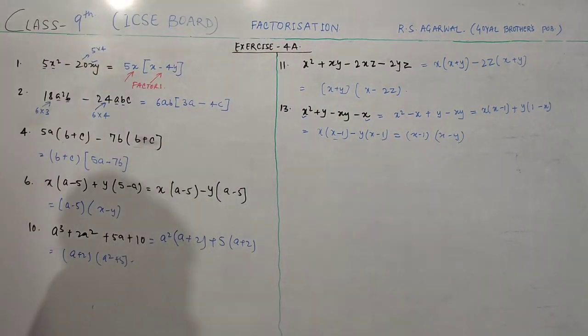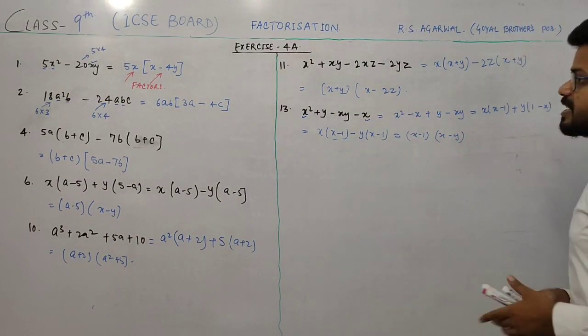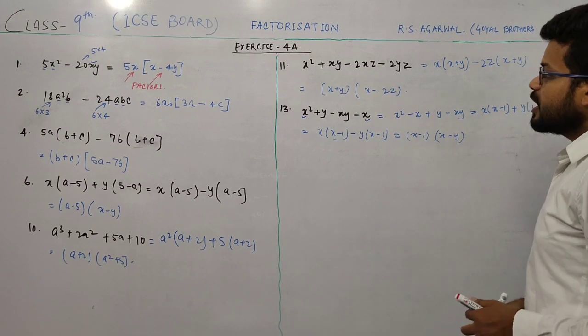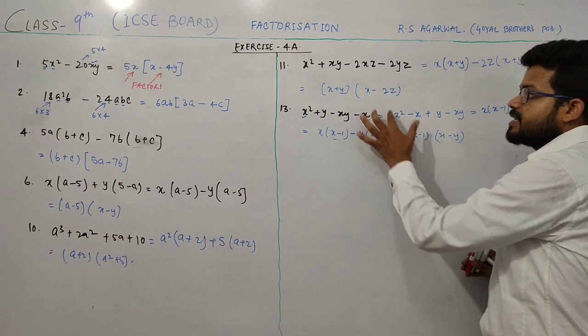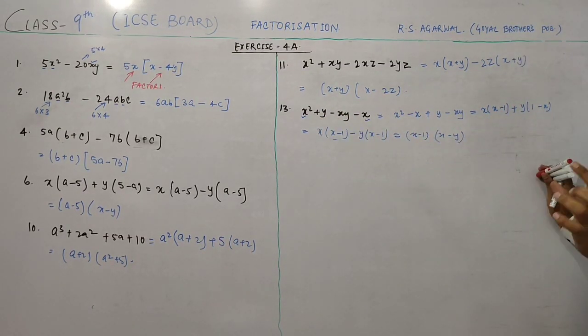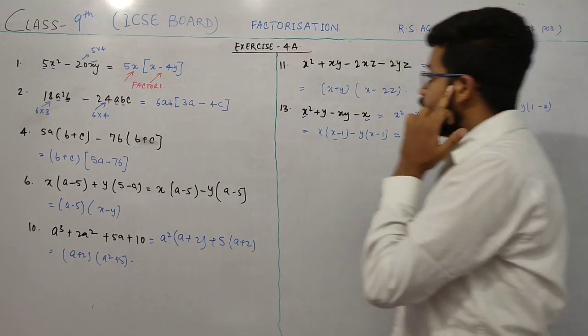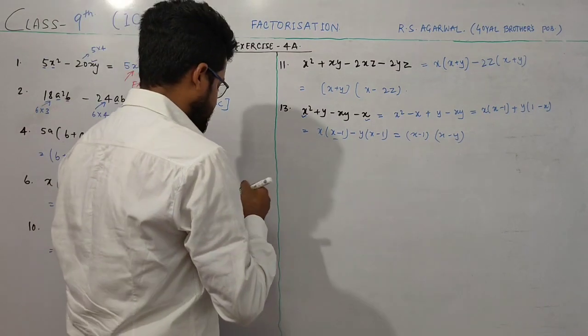All questions are similar. You have to take only a common and make a factor. If in case we are not able to take a common, make a group or arrange each term of the expression so that we can directly take common from that expression. Okay, now this is question number 13.